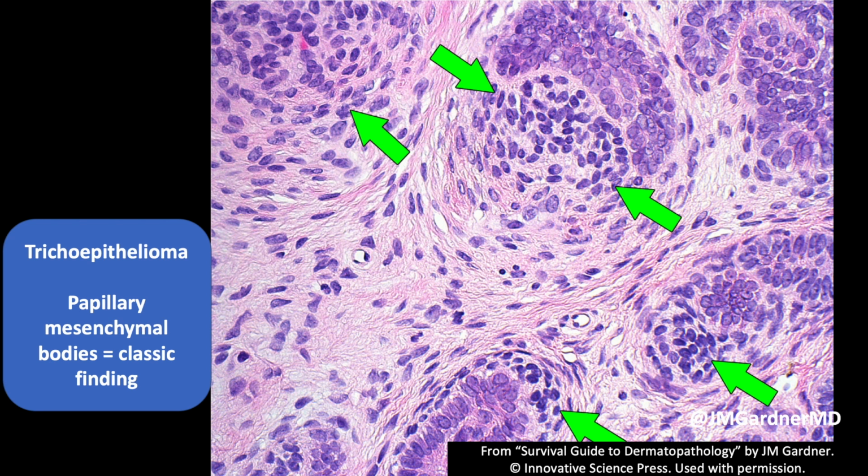Now, in older adults, if they're old and sun damaged, it has to be a perfect trichoepithelioma for me to call it that. Otherwise, I want to be cautious and make sure I'm not missing a basal cell carcinoma. To me, if I see papillary mesenchymal bodies, it's trichoepithelioma. There are some people, though, who believe that basal cell carcinomas can have these. I just have never seen a case that convinced me of that personally. So I'm a little bit of a doubter, but I recognize that other very smart people disagree with me on that.